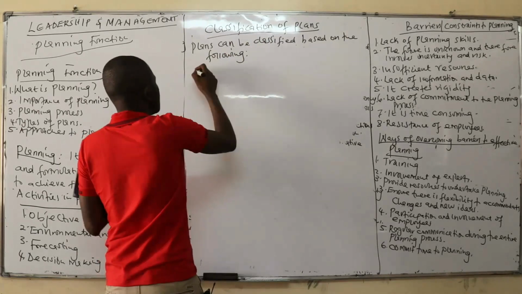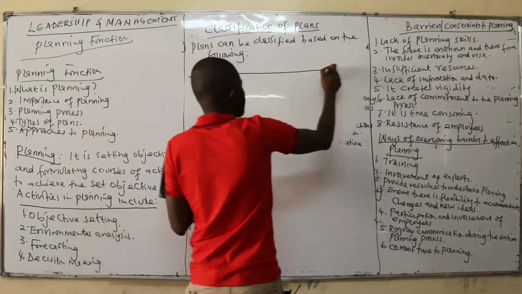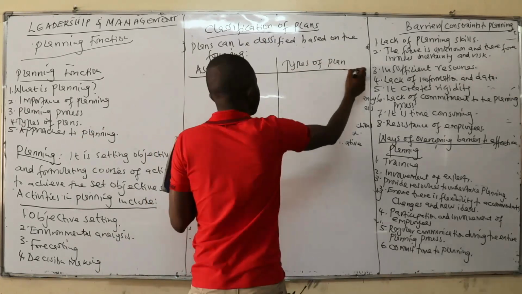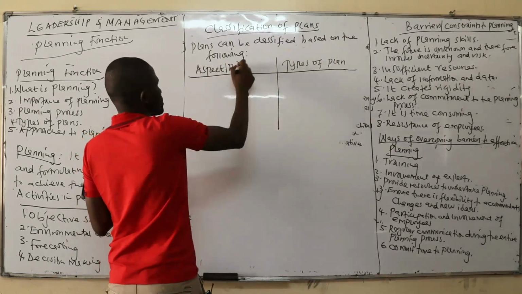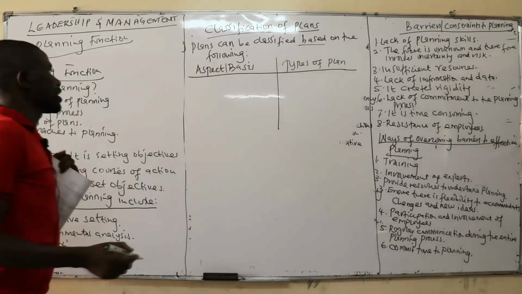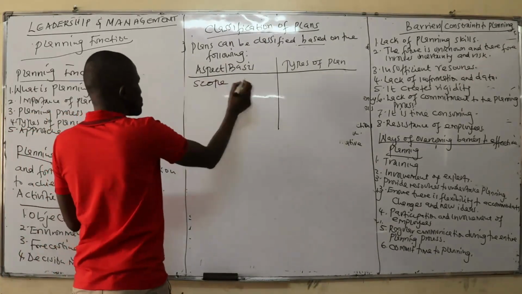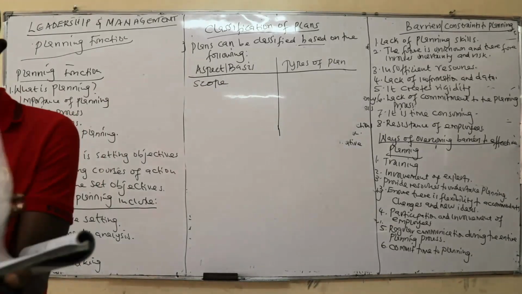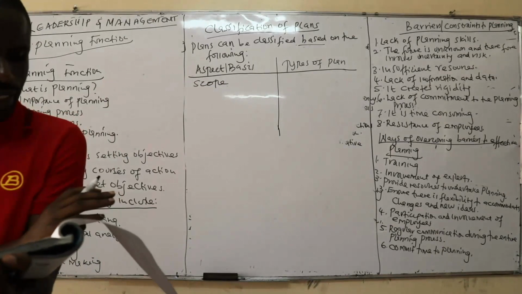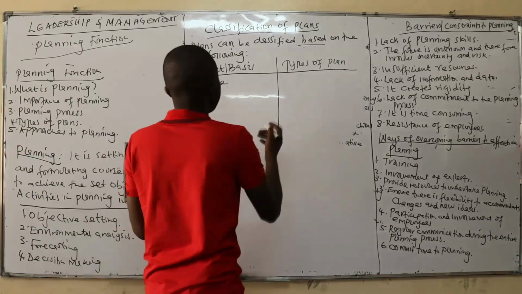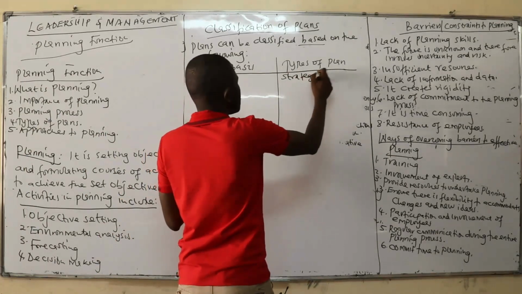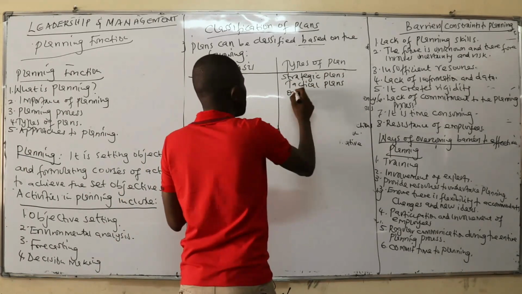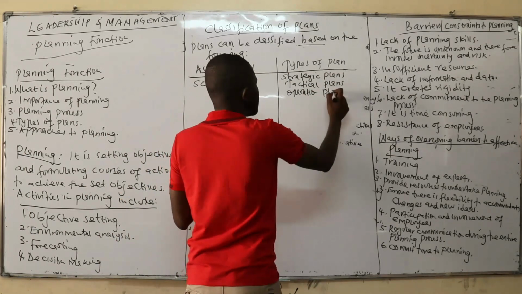So we can have a small table with the aspect and types of plans. Aspect is the same as basis, because they use the word based. So we can classify based on the scope. If it involves the entire organization, which kind of plan is that? Strategic. So we can have strategic plans, tactical plans, and operational plans. So that's based on scope.